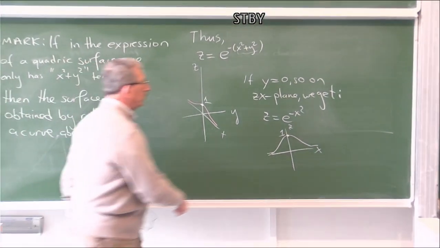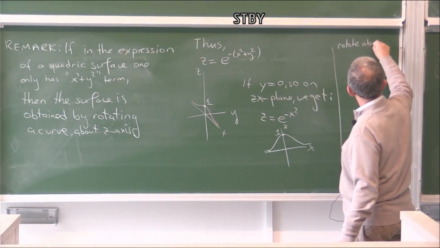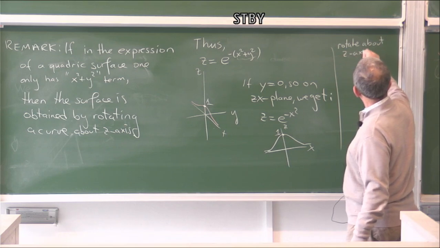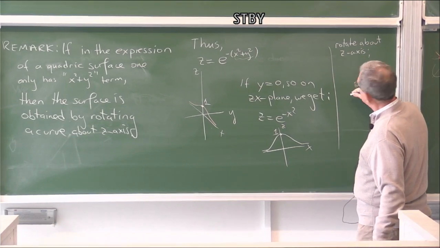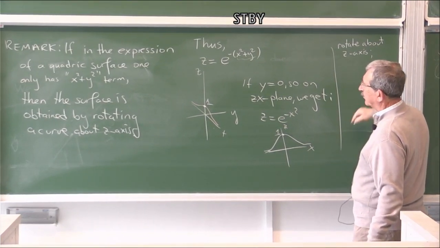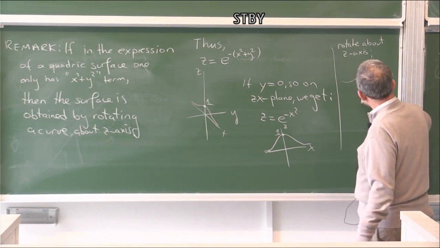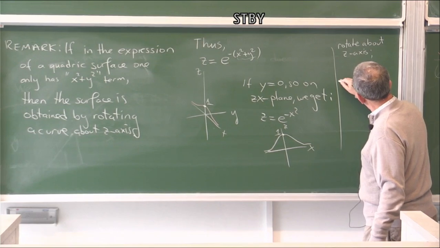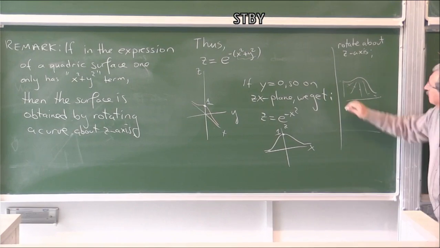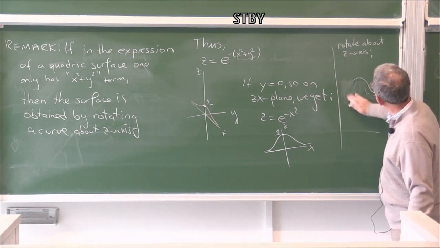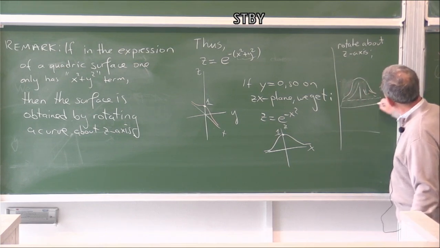Rotate it about the z-axis. What do you get in that case? Well, it's difficult to sketch perhaps when you rotate that, but it's like a hilltop, like this. But rotate it, and so on. It's a rotated form, but it's all over the place.